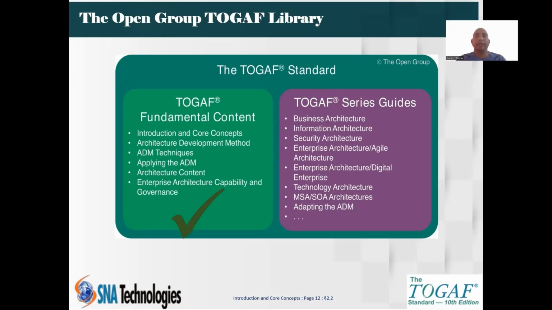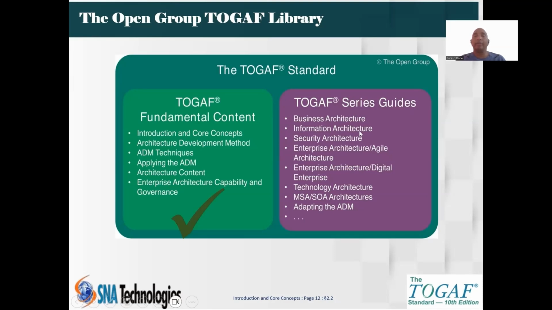Okay, so it contains the introduction and core concepts, the ADM architecture development method, which is the process for developing the architecture, ADM techniques, applying the ADM, architecture content, and enterprise architecture capability and governance. These are the things that are there in the fundamental content. And the series guides, there are several, I think about 26 series guides in TOGAF 10. So each topic has its own guide, right?